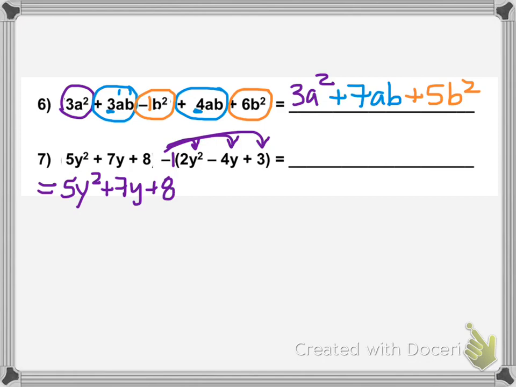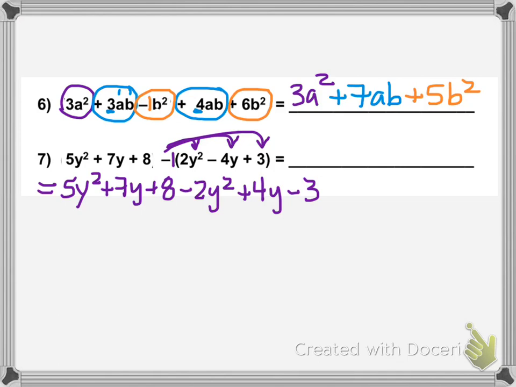-1 times 2y squared is -2y squared. -1 times -4y is positive 4y. -1 times positive 3 is -3. All right, so now that we have gotten rid of our parentheses, now we can begin combining like terms.